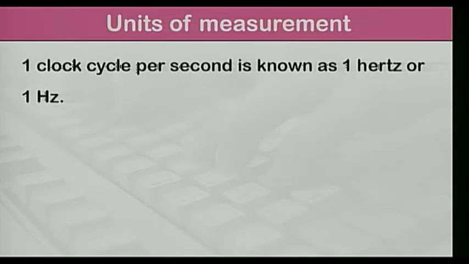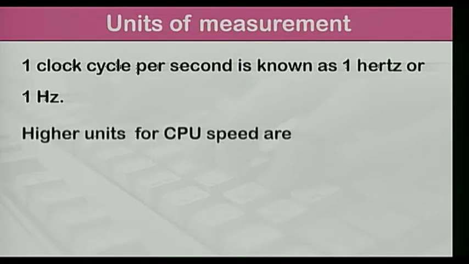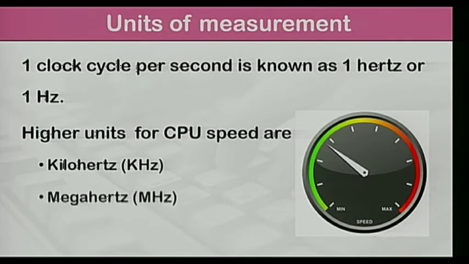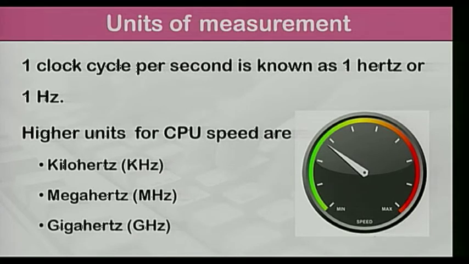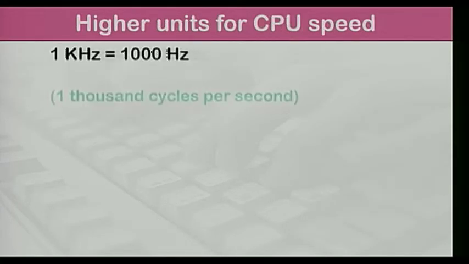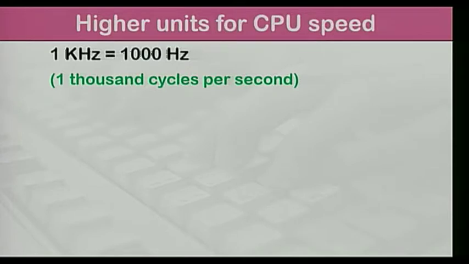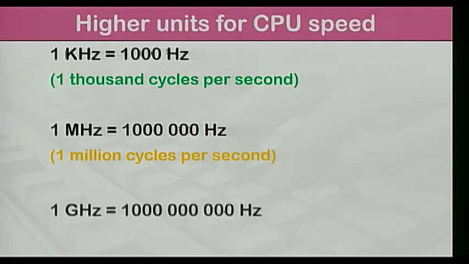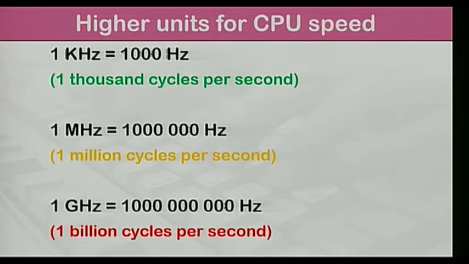One clock cycle per second is called 1 Hz. The short form for Hertz is the capital letter H and small letter z. Higher units for CPU speed are kilohertz, megahertz, and gigahertz. 1 kilohertz is equal to 1000 cycles per second. 1 megahertz is equal to 1 million cycles per second. And 1 gigahertz is equal to 1 billion cycles per second.